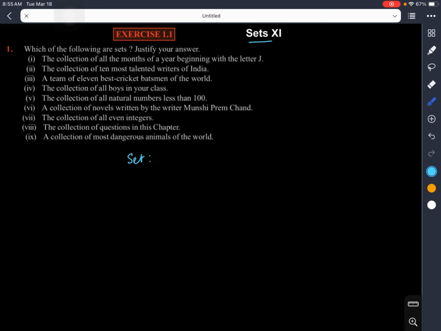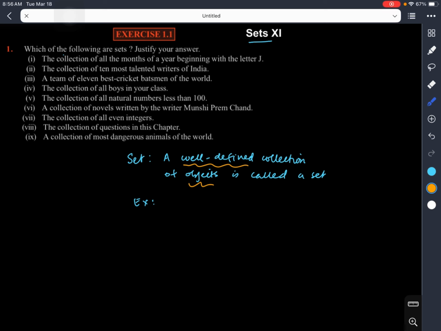So what is a set? A well-defined collection of objects is called a set. So it is nothing but a well-defined collection of objects. In order to understand this very definition, let's take an example.